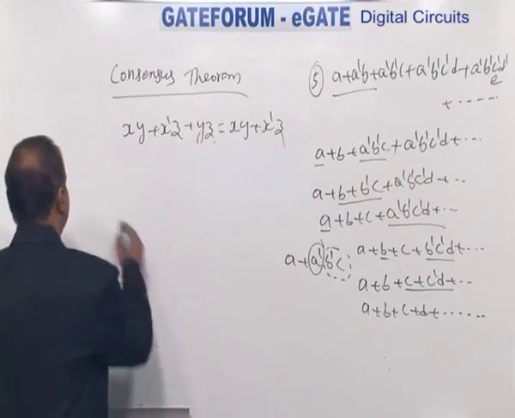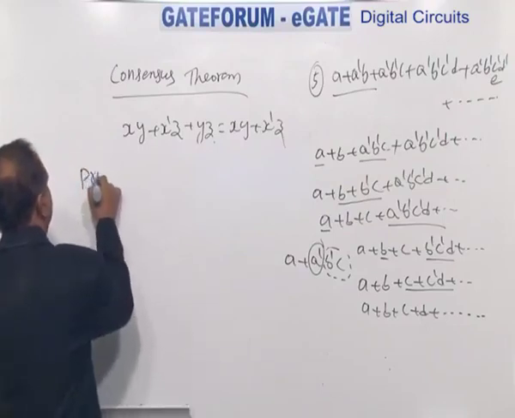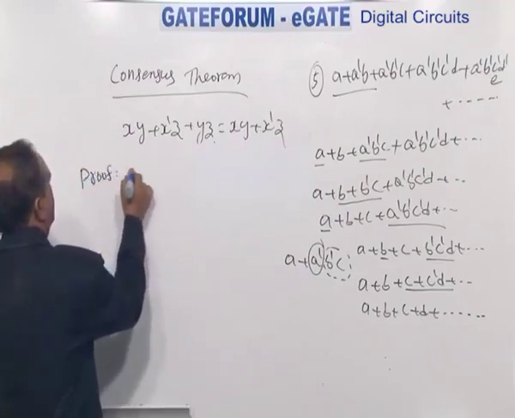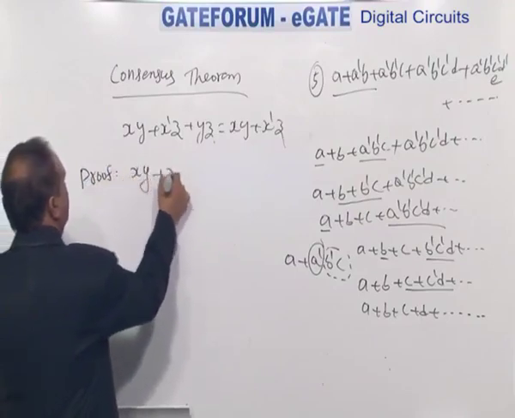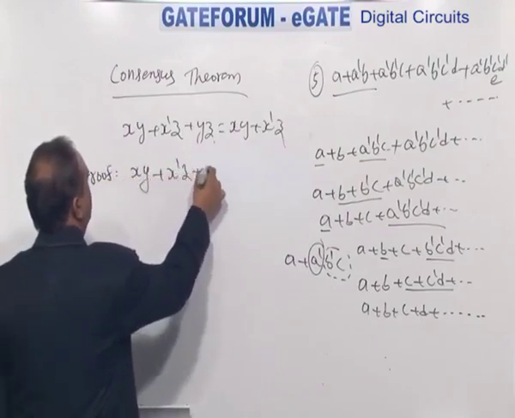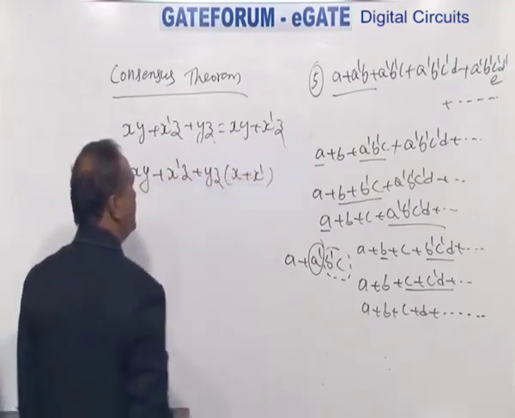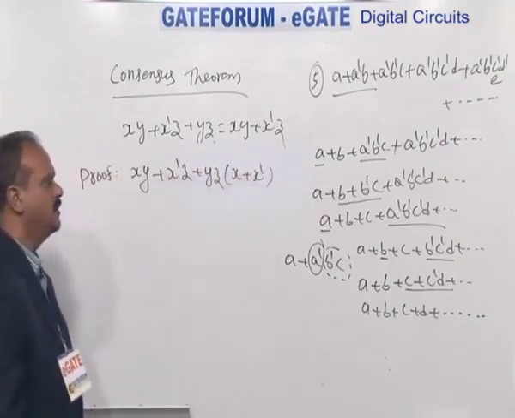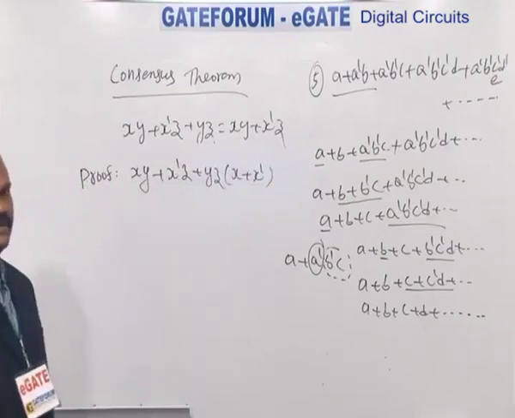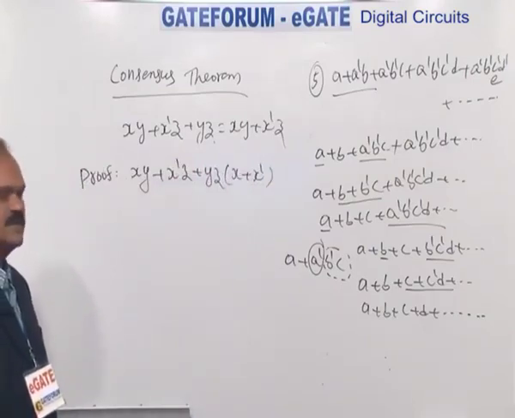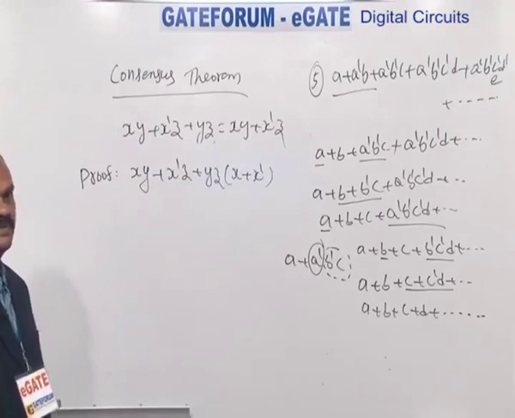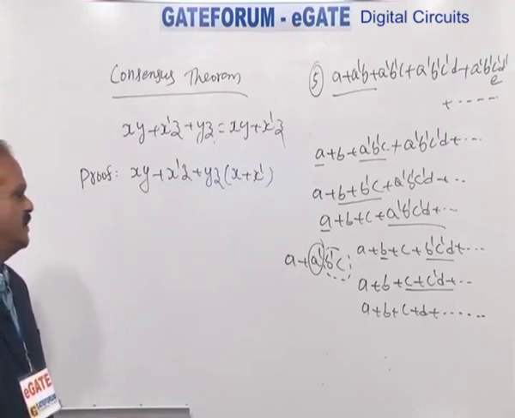So let us prove this consensus theorem. xy plus x bar z plus yz. I am multiplying yz with x plus x bar. There is nothing wrong with multiplying yz by x plus x bar, because x plus x bar is only 1. So you can multiply yz with x plus x bar.